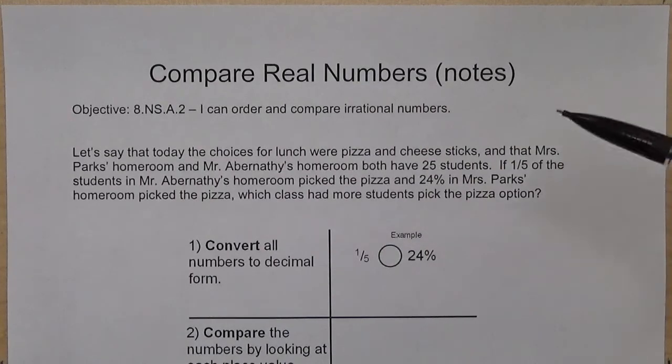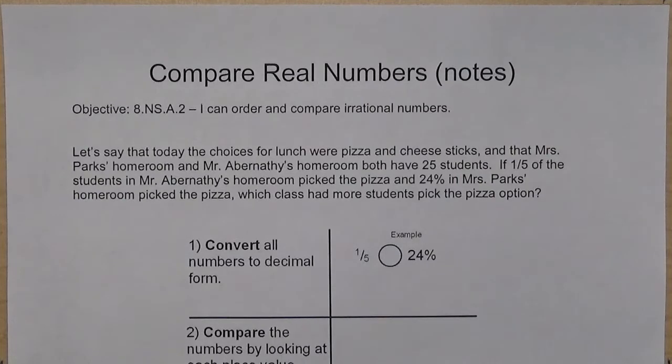So let's look at this introductory problem here. It says, let's say that today the choices for lunch were pizza and cheese sticks, and that Mrs. Park's homeroom and Mr. Abernathy's homeroom both have 25 students. If 1/5 of the students in Mr. Abernathy's homeroom picked the pizza and 24% in Mrs. Park's homeroom picked the pizza, which class had more students pick the pizza option?